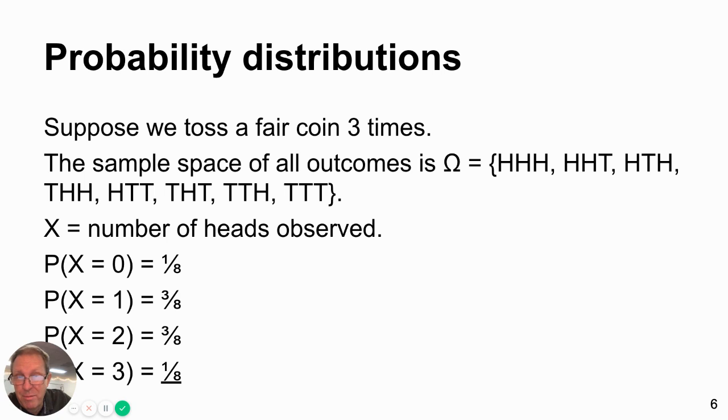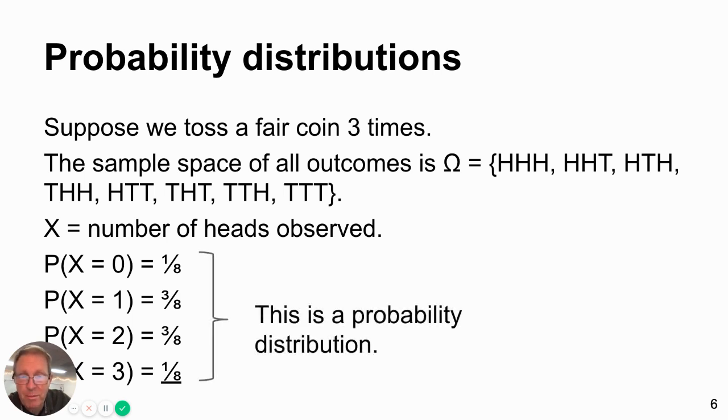And how did I get those probabilities? I just counted up the number of instances where I got 0 heads, or 3 heads, or 1 head, or 2 heads, and that became my probability distribution. That is a probability distribution. Note that the sum of the probabilities over all possible values must be 1.